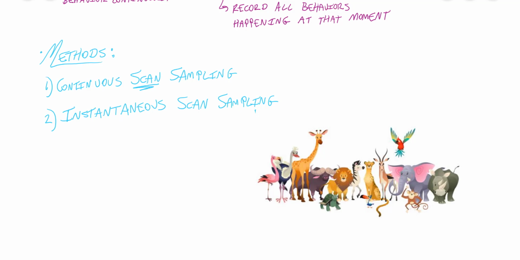Now, in instantaneous scan sampling, you are still going to be watching the entire group of animals, but you're only going to record behaviors that are seen at maybe a 2-minute interval.